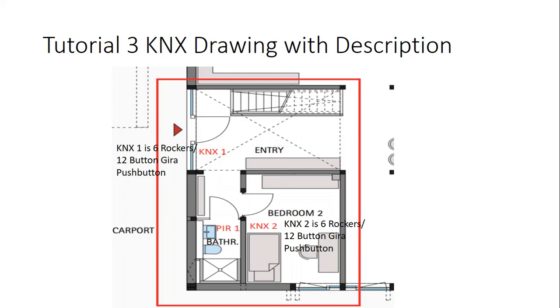I'm going to delete the PIR, which I've already done in the program, because I want to minimize the number of devices to 5. If I add one more device, if it becomes 6, then you need a license to add 6 devices. So to avoid the license, I'm going to keep the number of devices to 5.